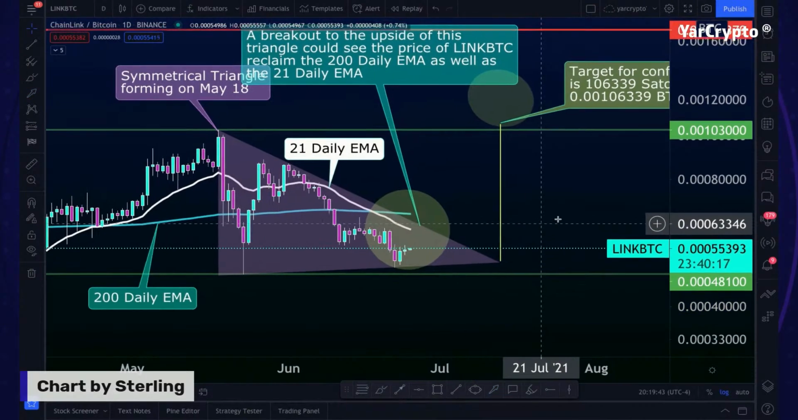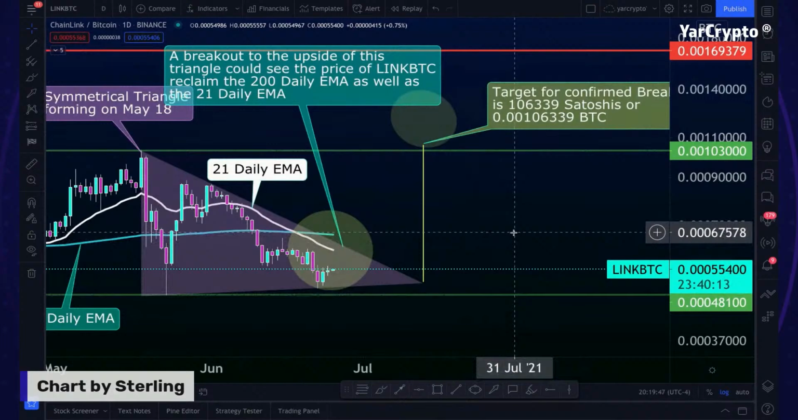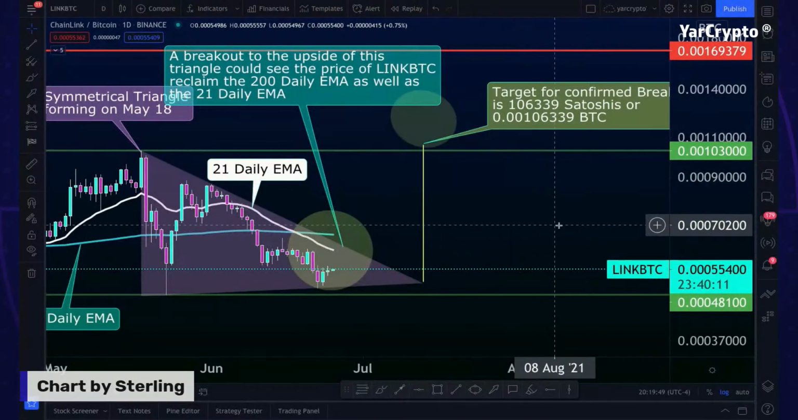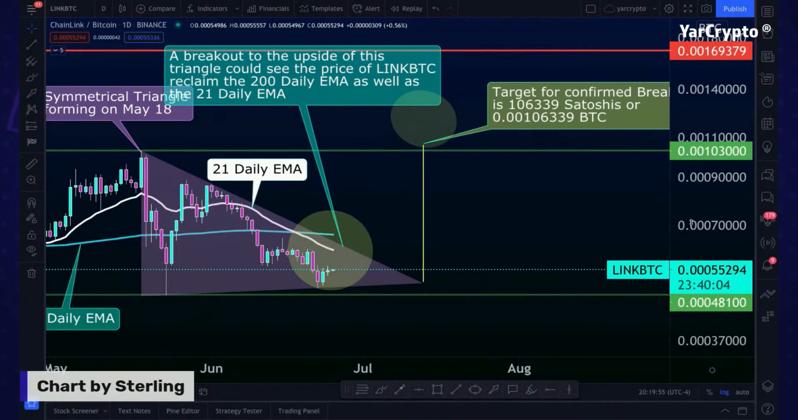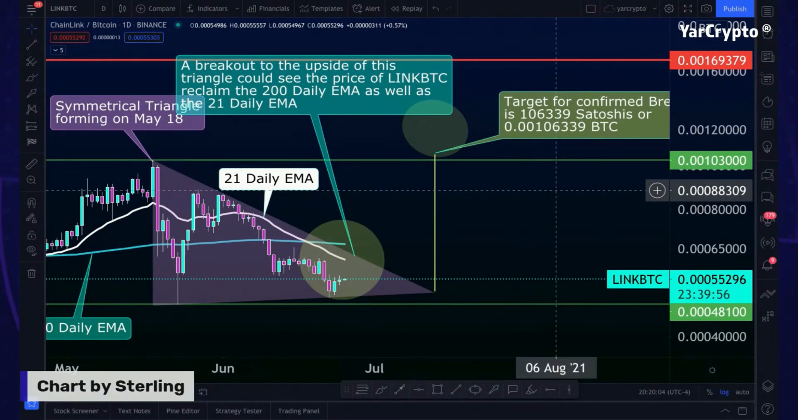The target for this trade setup is actually 106,000 Satoshi, or 0.00106 Bitcoin. Considering right now Chainlink is at 55,000 Satoshi, if this target is 100,000 Satoshi, that's a pretty good high risk to reward ratio.